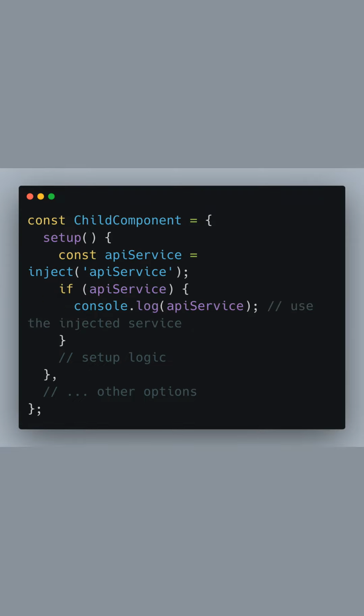In child component, also within the setup, we call inject using the same key API service to access the provided API service instance. We perform a check to ensure that API service is available before using it, which is a good practice to avoid potential errors. Then we log the service to the console, which showcases how the injection works in the composition API setup function.